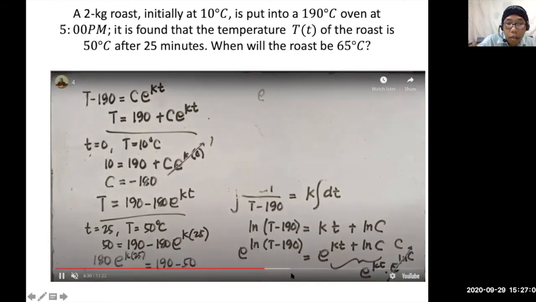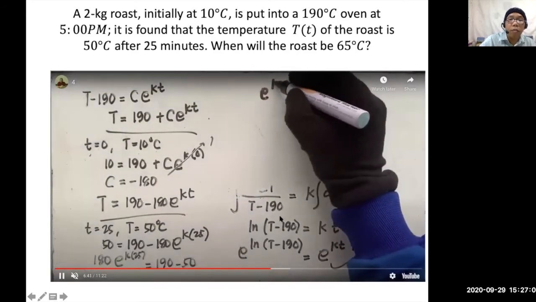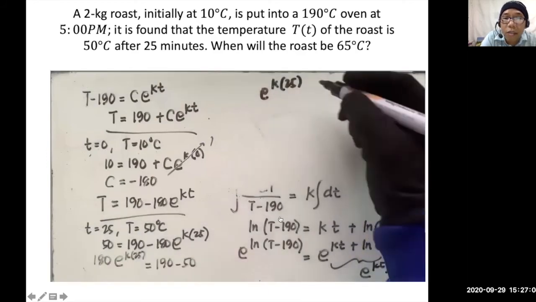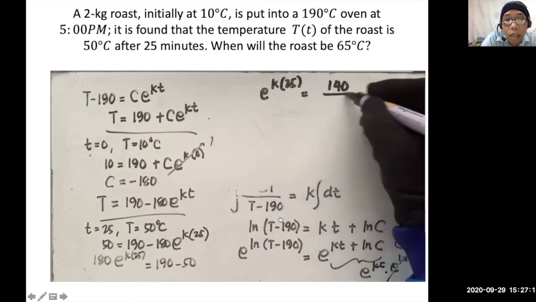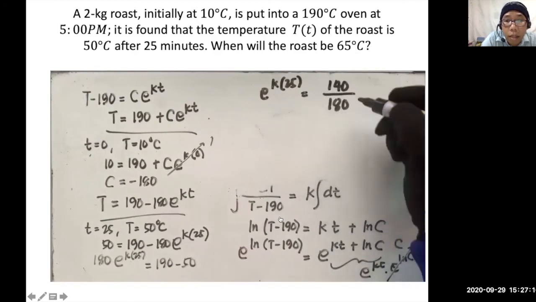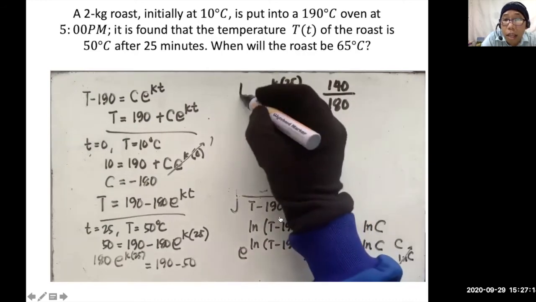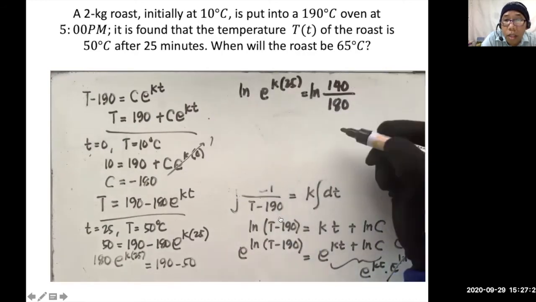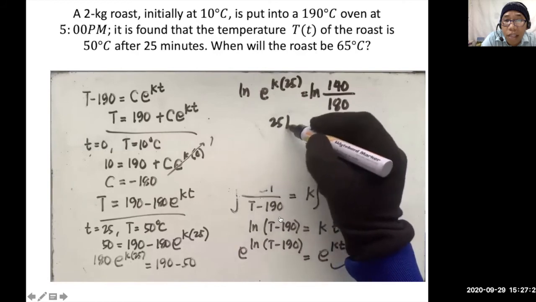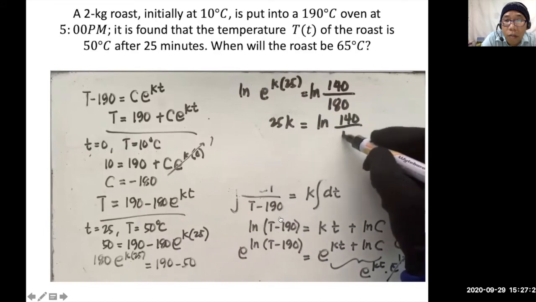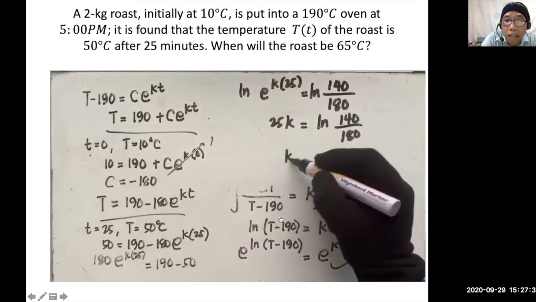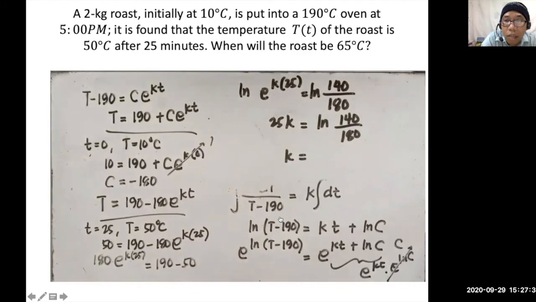Okay, let's move. Okay, we use a different marker here. So e raised to k times 25 equals, so we divide both sides by 180, that's why 140 over 180. And then to solve for k, we take the ln of both sides of the equation. That's why we have 25k equals ln of 140 over 180. Then you have k equals, okay, we use our calculator to solve for k.